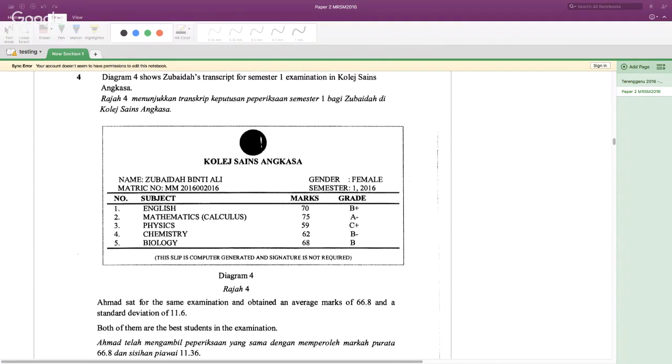Yeah, this is a statistic question. You can try to do it. Actually, it won't be too difficult.